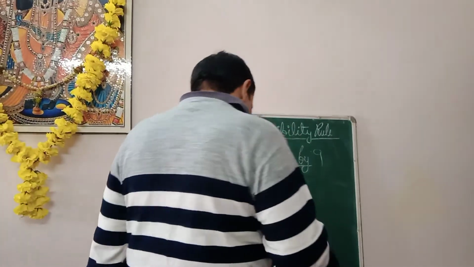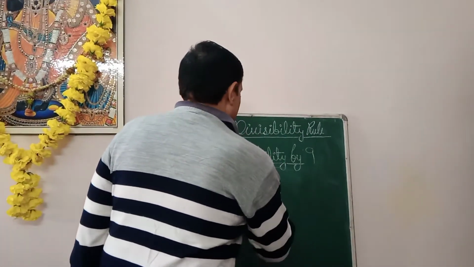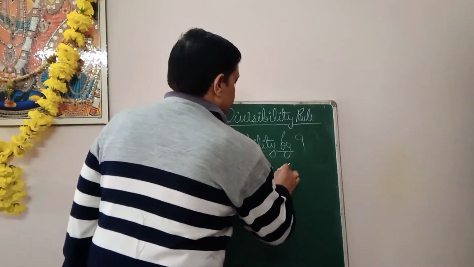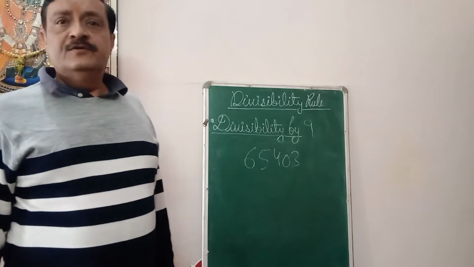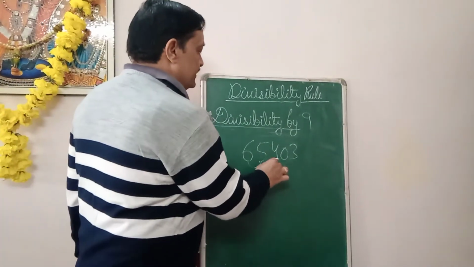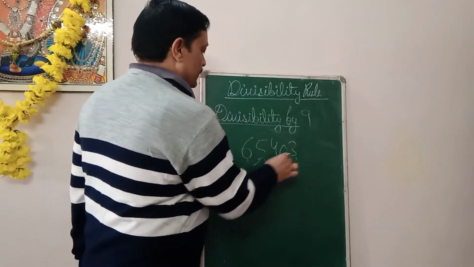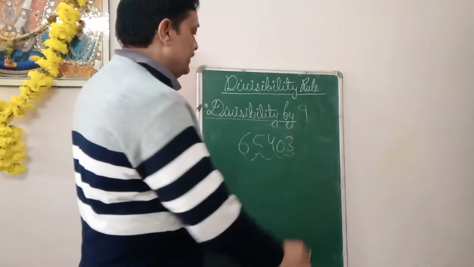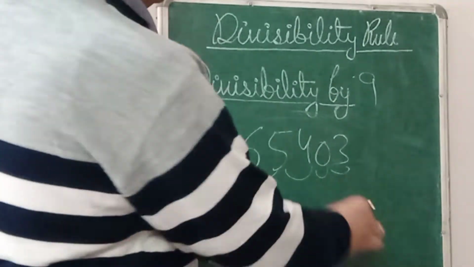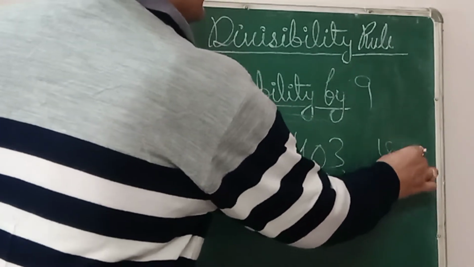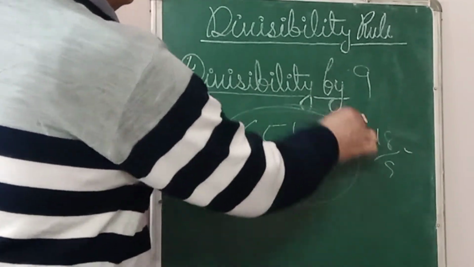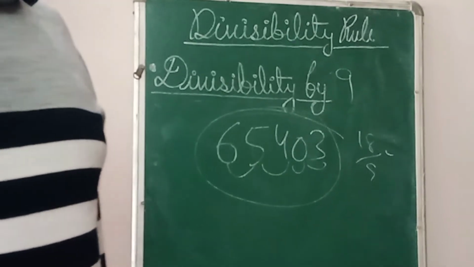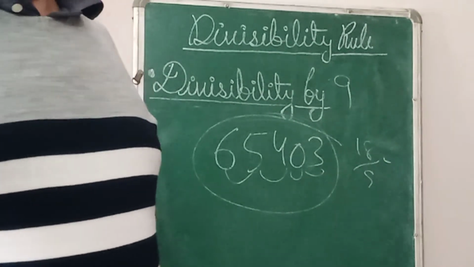To understand this, let us take one example. This is a number 65,403. So we will add up the digits of the number. So 6 plus 5, 11. 11 plus 4, 15. 15 plus 3, 18. 18 is divisible by 9. So this 65,403 is also divisible by 9.